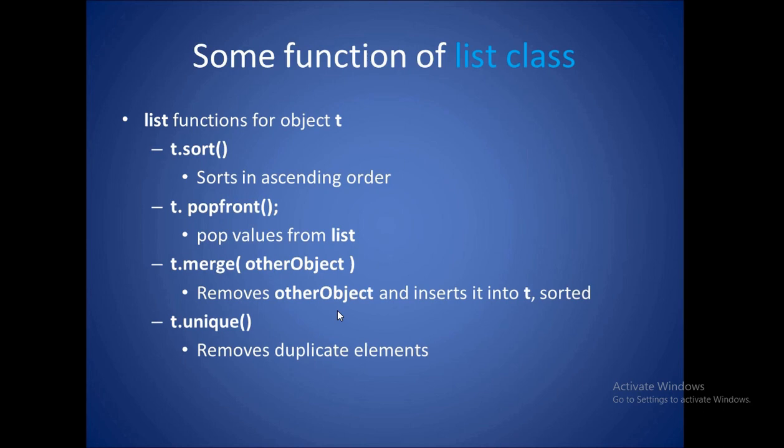T dot merge, and in brackets we are passing another object of list. So two lists are merged. It removes the other object's elements and inserts them into t. So two lists are merged with the help of the merge function. T dot unique removes duplicate elements from the list t.